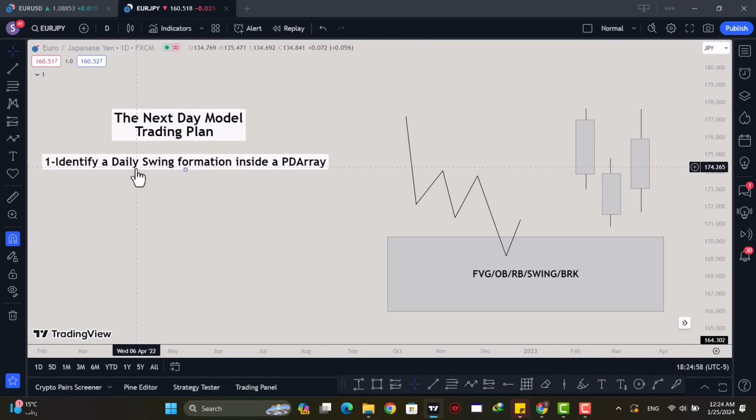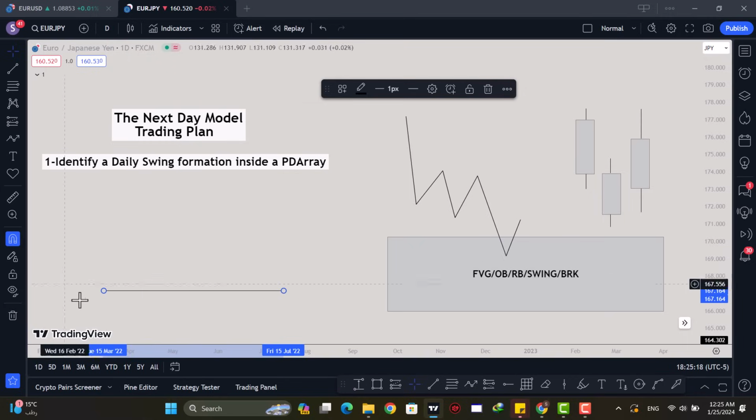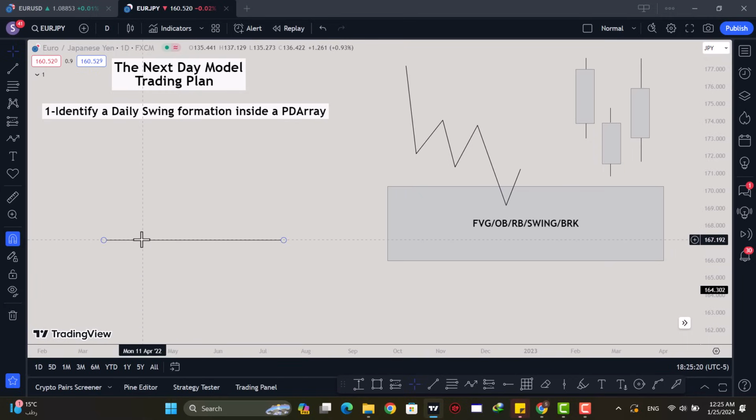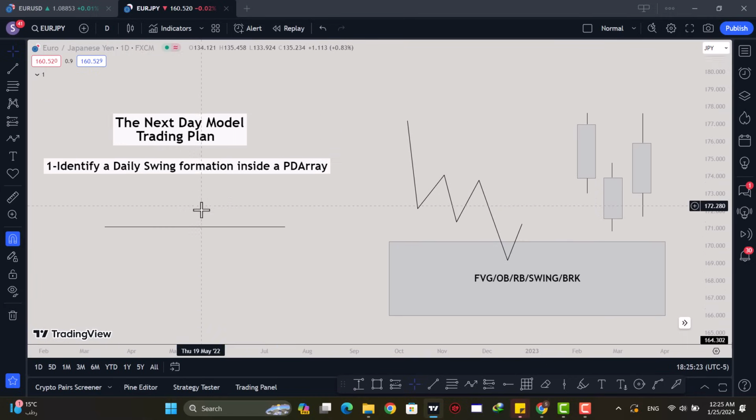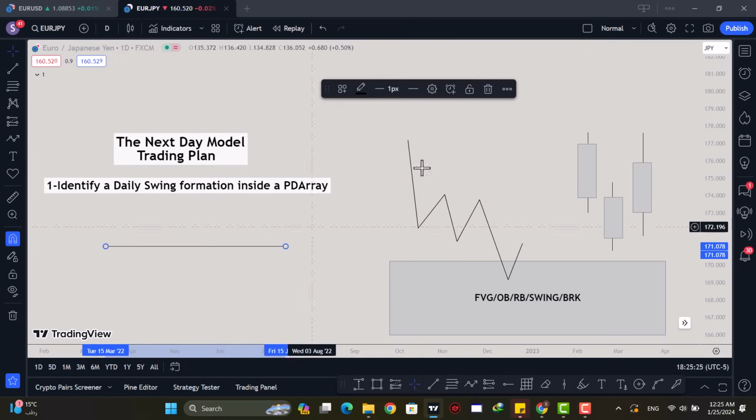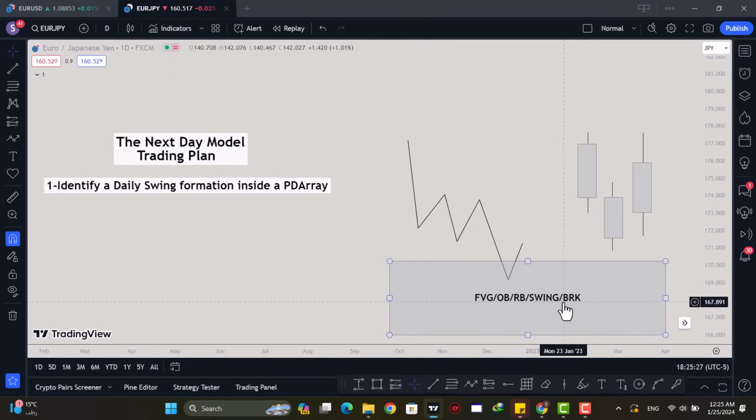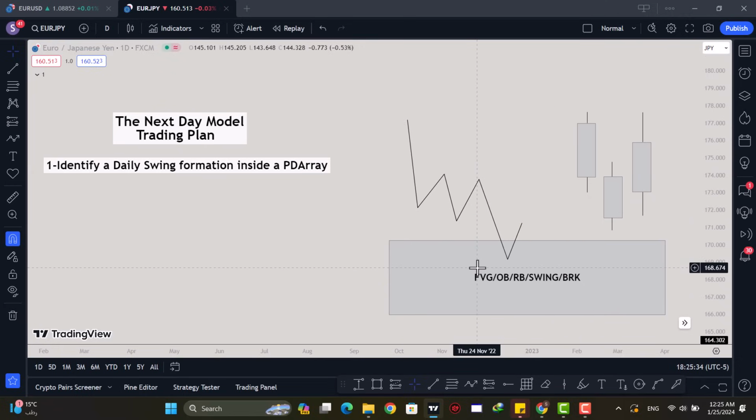Now, this swing formation needs to happen inside a PD array. A PD array can be a fair value gap, an order block, a rejection block, or a swing. It can also be another swing, something like this, right? So a swing right here, or it can be a swing high, so it is also a PD array. It can also be a breaker block. There are other PD arrays, but these ones are the common.